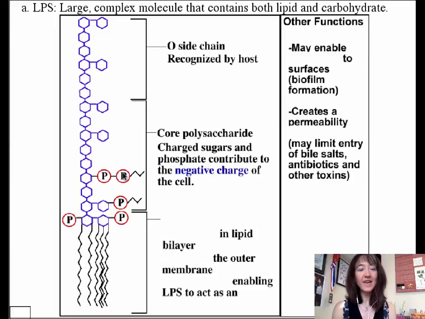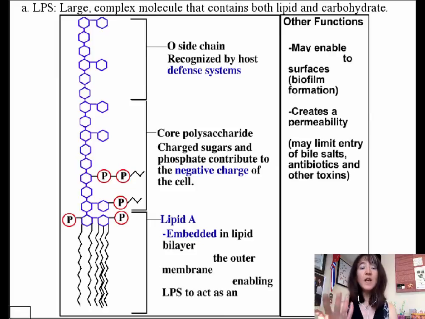Notice that there are phosphate anions that are attached to the core polysaccharide region of the LPS molecule. And then if we go all the way down to the very bottom of LPS, this is where we see the lipo part of the lipopolysaccharide. This is the lipid part, explicitly called lipid A. So lipid A is embedded in the lipid bilayer and it stabilizes, but it also is toxic.